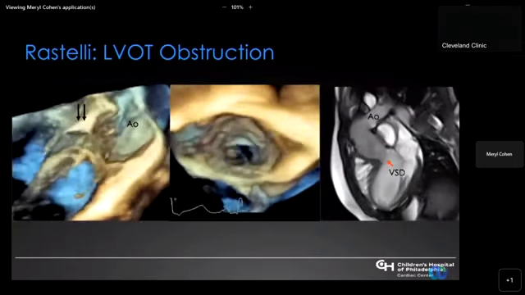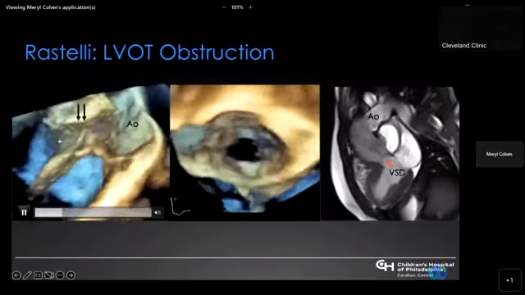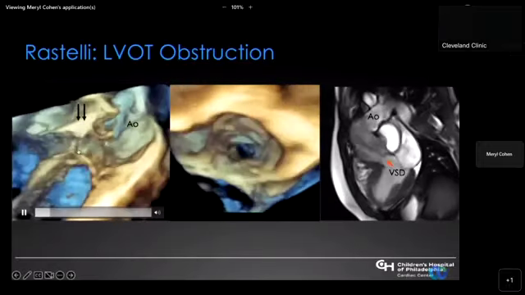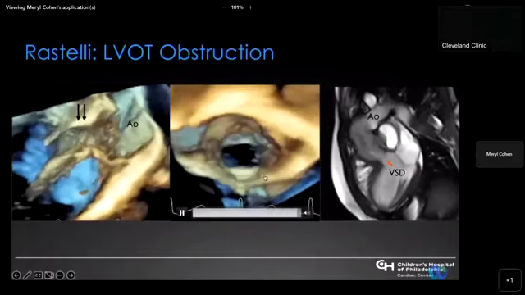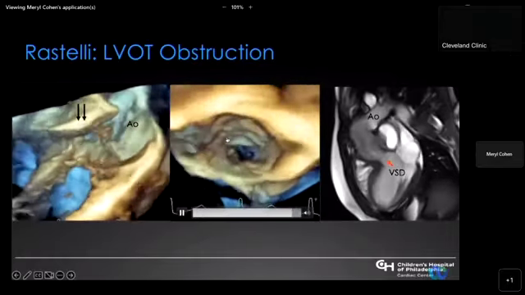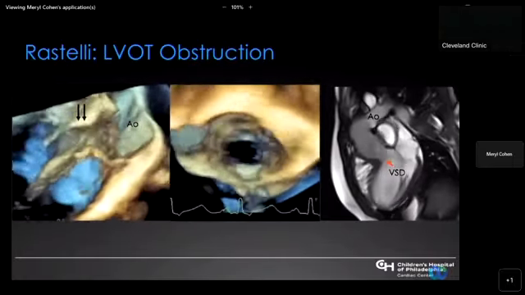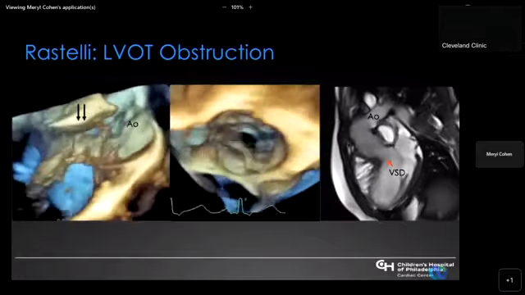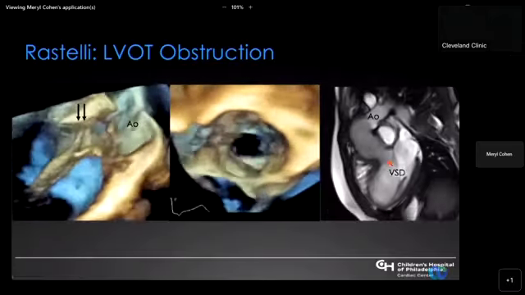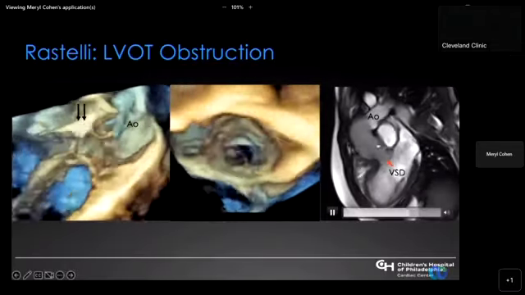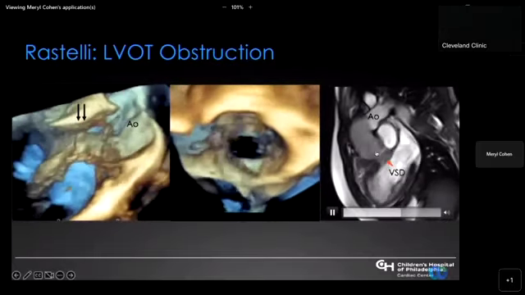Three-dimensional echo has really enhanced our ability to understand the variations of left ventricular outflow tract obstruction in the Rastelli. Here you see this concentric ring of muscle sitting under the aortic valve. And if you look down the barrel of the aortic valve here, you can see the ring of muscle. And it's causing this abnormal fluttering of the aortic valve, which ultimately leads to aortic regurgitation. And just to show you the complexity of the pathway in the Rastelli that sometimes occurs, here is an MRI image where you see this concentric ring of muscle, which is causing some obstruction.